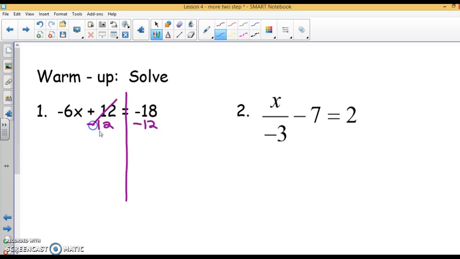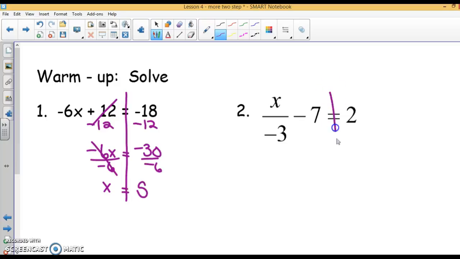12 minus 12 is 0, so on the left I'm left with 6x equals negative 18 minus 12 is negative 30. This is negative 6 times x, so the opposite is dividing by negative 6. Divide both sides by negative 6. So you have negative 6 divided by negative 6 is 1, so I'm left with x equals 5.